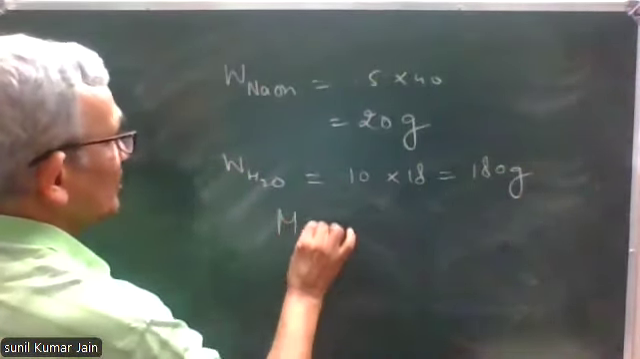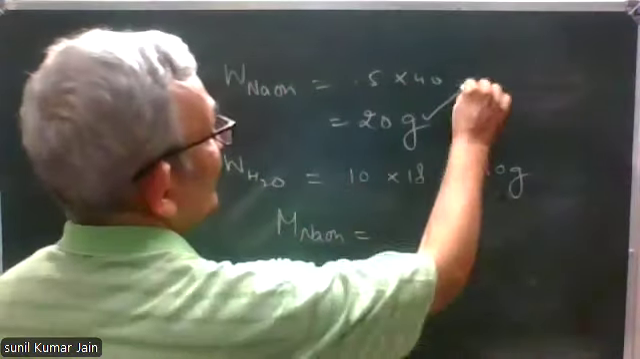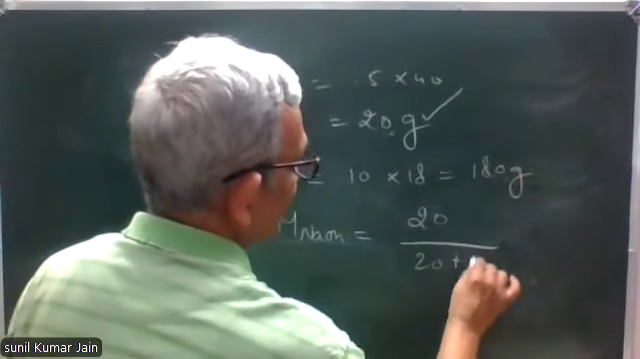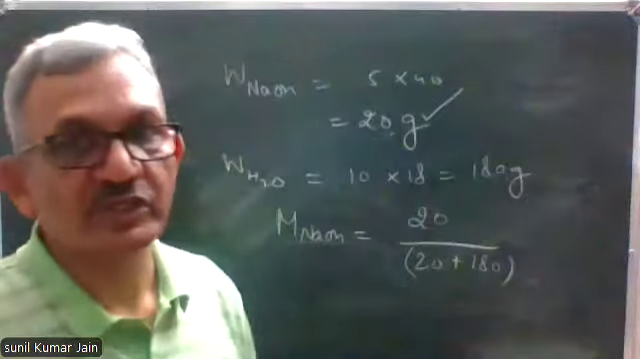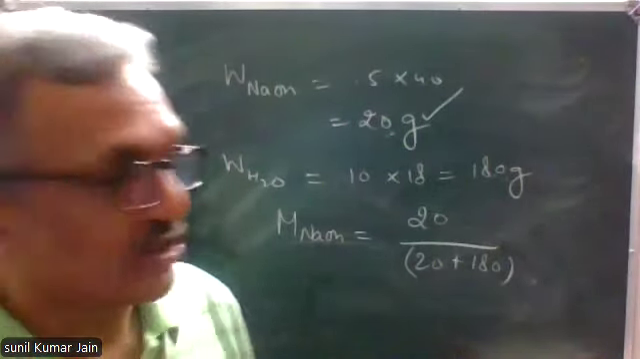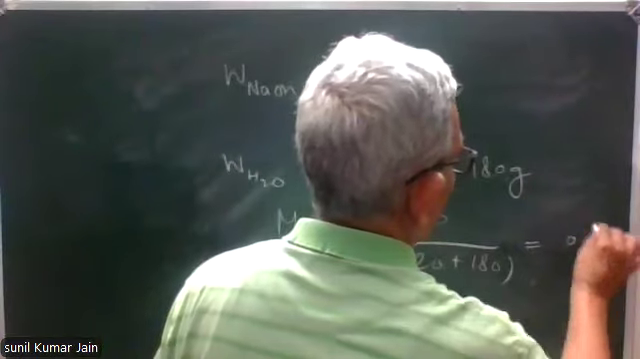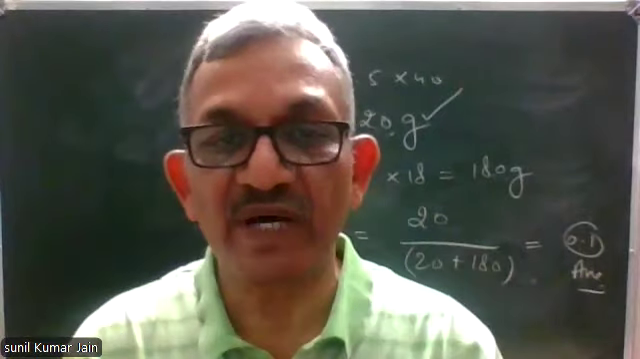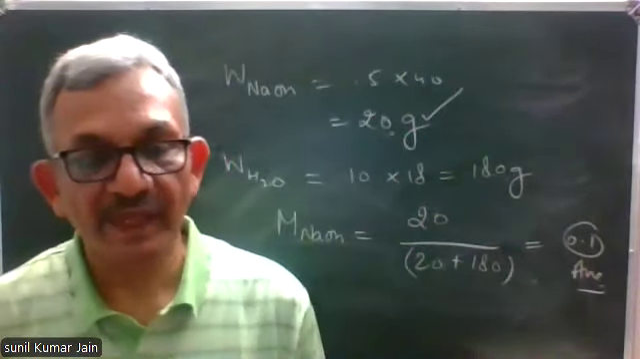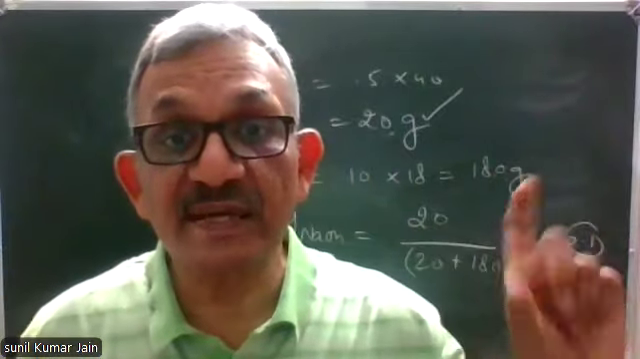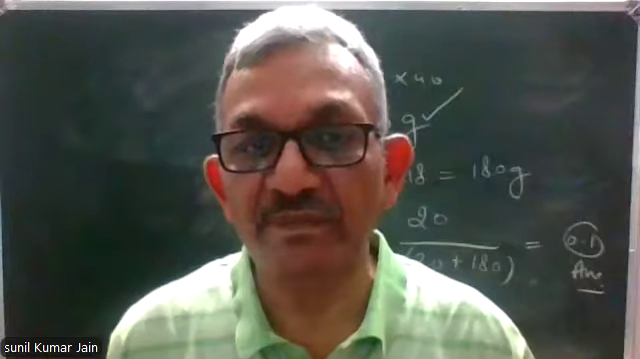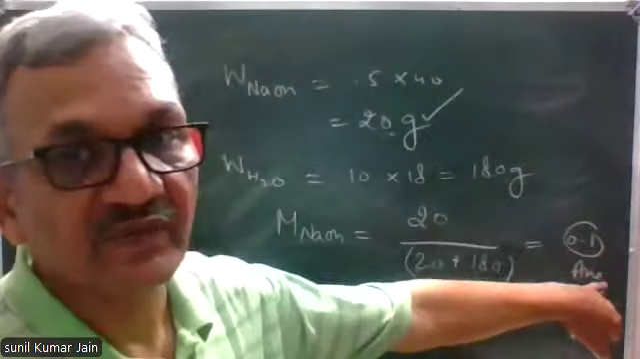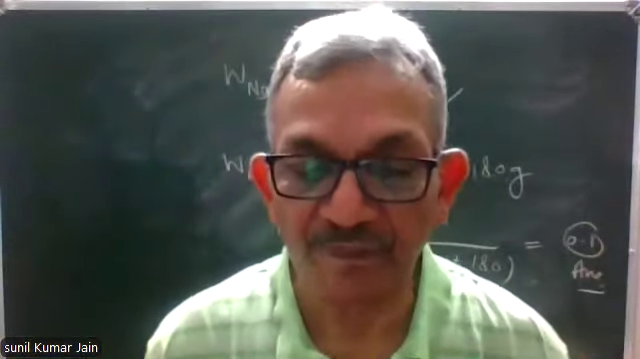Mass fraction of NaOH will be weight of NaOH divided by weight of solution. Weight of solution is 20 plus 180. So the answer is 0.1. As I said, the value of mass fraction will always be less than 1. And since the sum of the mass fractions is 1, if you have to calculate the mass fraction of the other component, you need not calculate again. 1 minus 0.1 will be the mass fraction of water.